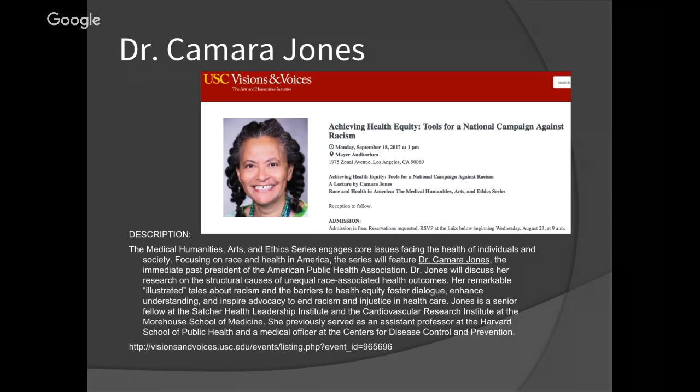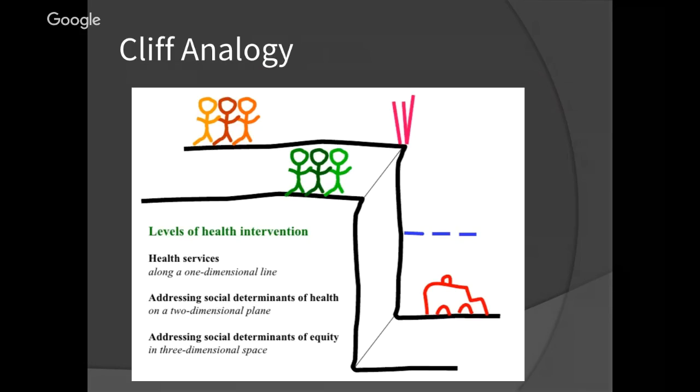And so if you look back at this cliff analogy, yes, you can drive the ambulance, or you can build these safety nets, or you can even build these fences as well. You can move communities further away from hazards, but what she's trying to do is address this three-dimensional piece: why is there this green community that is closer to the edge versus the orange community that is generally in a safer neighborhood?